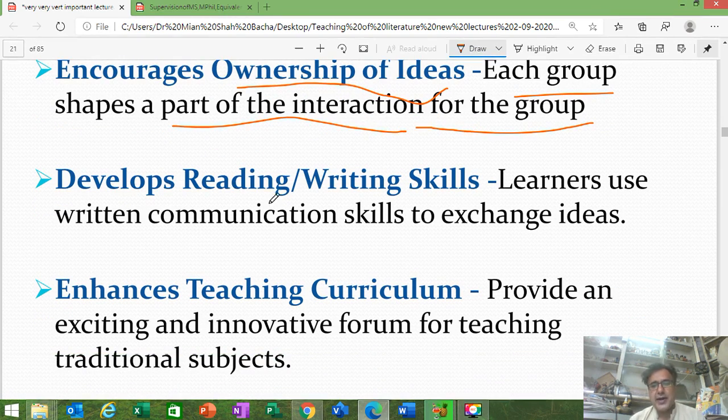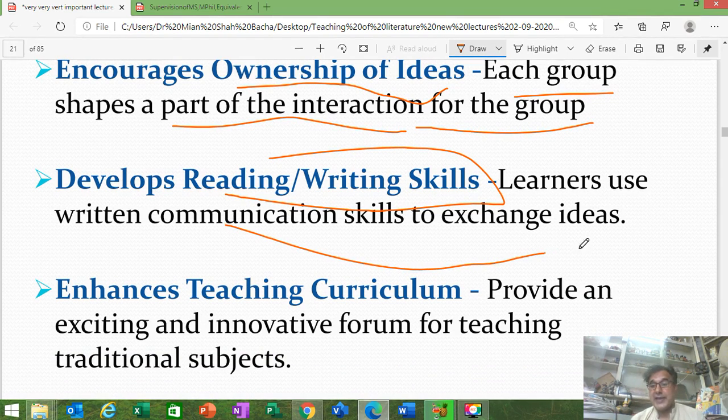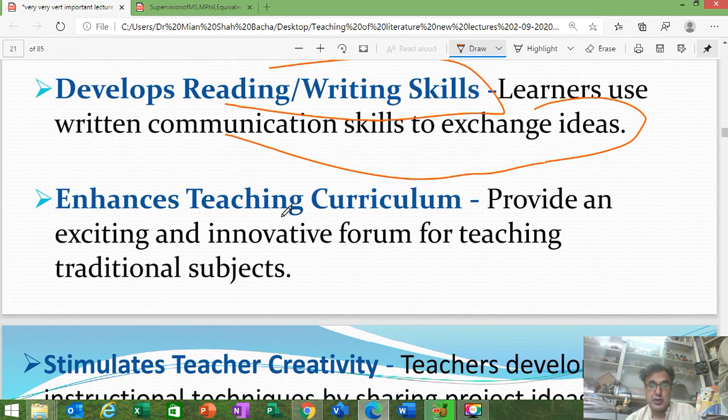Develops reading and writing skill. Learners use written communication skills to exchange ideas, and sometimes I send you things in written form, which also develops your reading and writing skill, because if you are sent a question or a quiz in written form, it makes you think to improve your reading. Enhances teaching curriculum, providing an exciting and innovative forum for teaching traditional subjects.